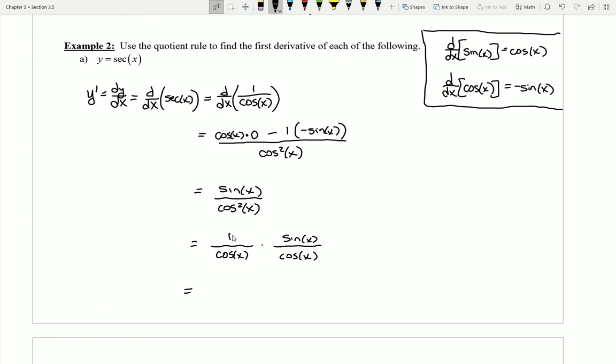But now I can see that I can take both of these fractions and rewrite them as other trig functions. 1 over the cosine ends up being the secant, and the sine over the cosine ends up being the tangent. So the derivative of the secant function is secant x tangent x. So this is how I can use these first two rules as well as the quotient rule to help find derivatives of functions like these.